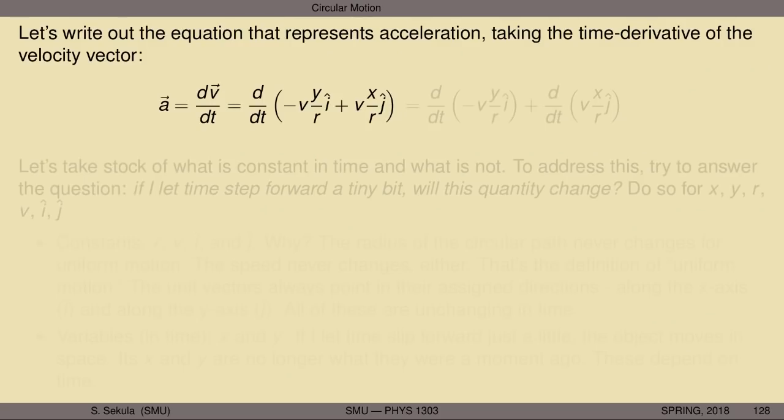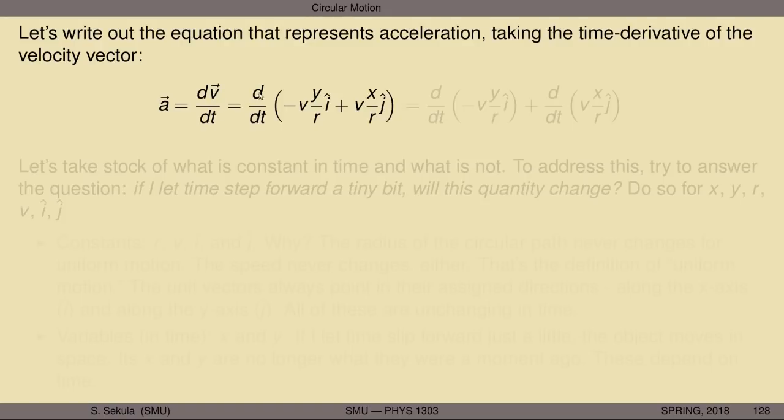So let's write out the equation that represents the acceleration. We're going to see one more thing that happens with time derivatives here, one more cool mathematical feature of time derivatives that you would learn in first semester calculus. We're just going to use it here. So we're going to take the time derivative of the velocity vector that we've written down to get the acceleration. Acceleration is the first derivative with respect to time of the velocity vector. That's the definition of acceleration.